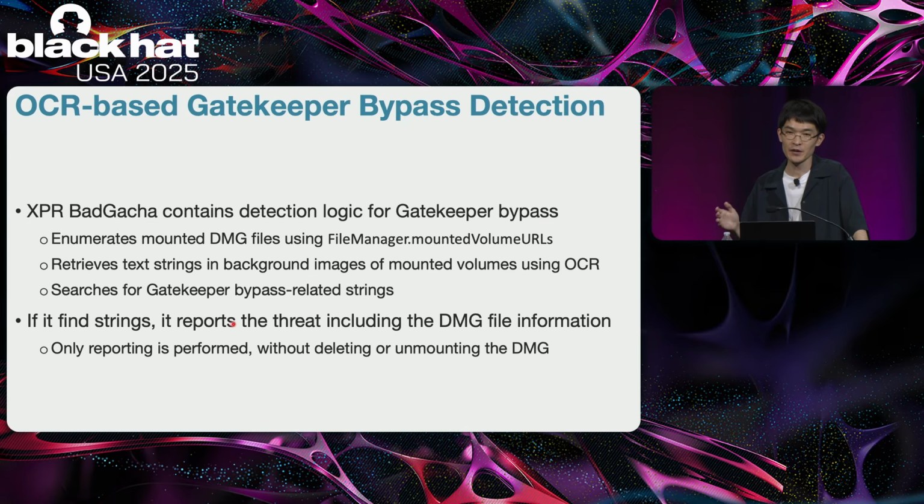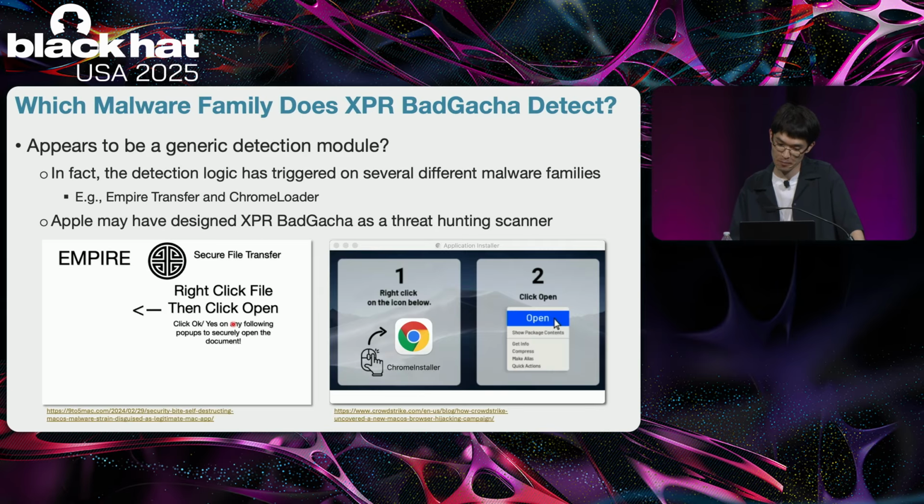That's exactly what XProtect is detecting: strings in the background image of the disk. XProtect enumerates multiple disks on the system, then it gets their background images and retrieves their text strings using OCR. After that, it searches for Gatekeeper bypass related strings like option click, right click, click open, and if it finds such strings, it reports them to Apple, including information about the disk image.